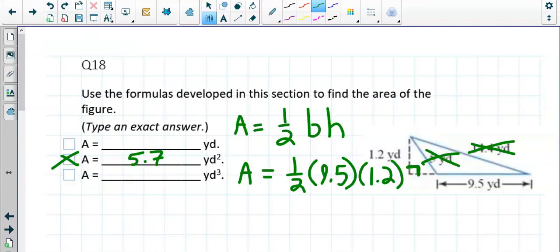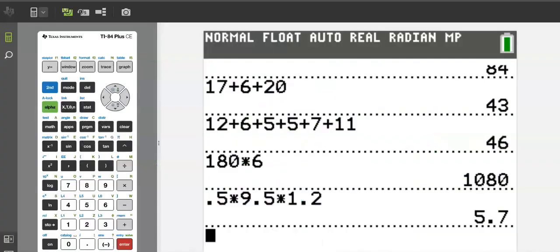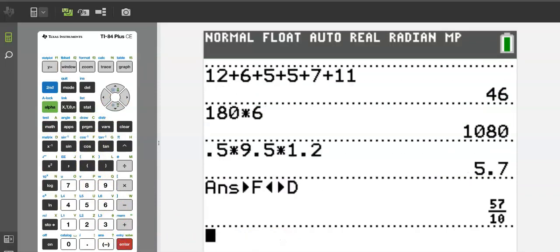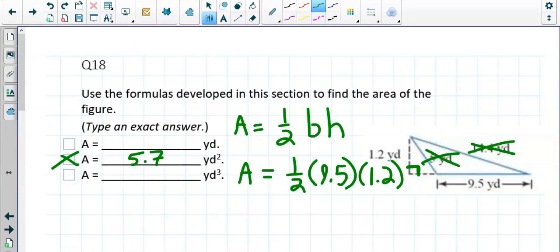I don't think they'll want the fraction, but if they did want the fraction, we could go to our calculator and type in alpha y equals, and then down here at number 4, we can change the decimal to a fraction. So hit enter, and there it is, 57/10. Maybe they want that. I'd have to look. So 57/10 is also a valid answer for that, if you're looking for exact. Okay?